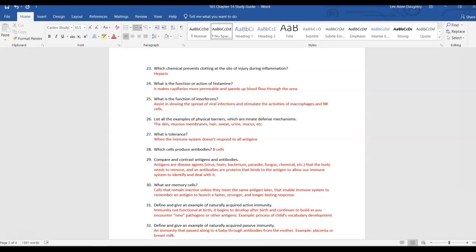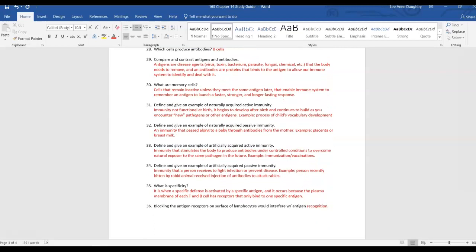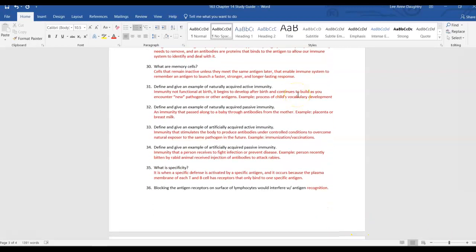24, 25, 26, 27. Tolerance is when the immune system doesn't respond to all antigens, particularly to our own self-antigens, the antigens that are found on our body cells. We don't want our immune system to attack our own cells. Okay, and the rest of this, okay, this is important, that 31 through 34.